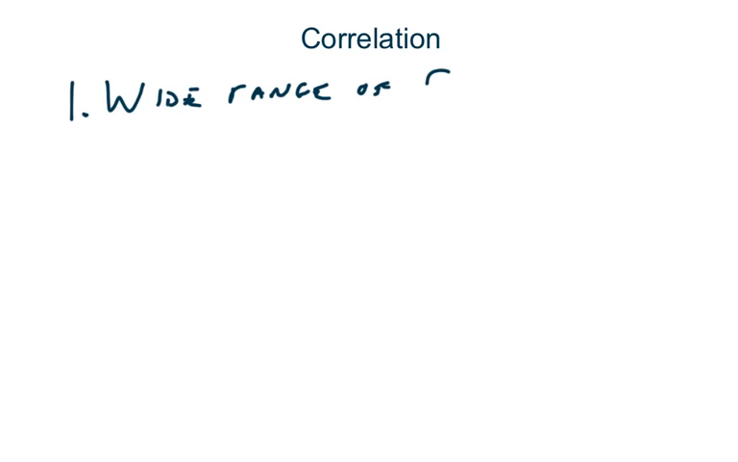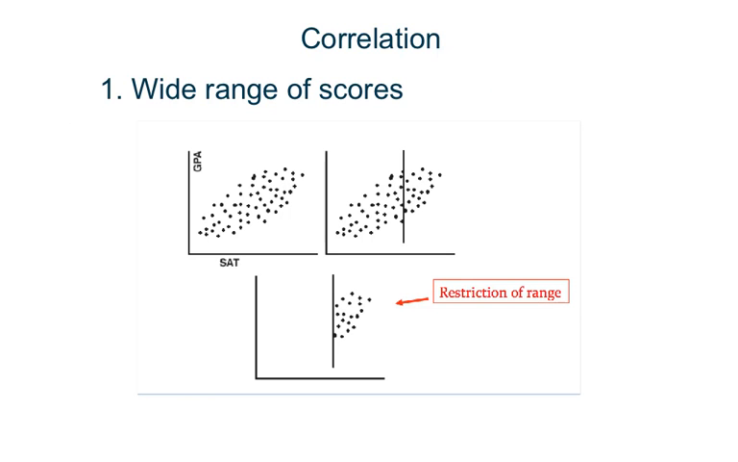So the first requirement, I cleaned things up here a little bit if you couldn't tell. The first requirement for calculating a valid correlation coefficient is that you must have a wide range of scores on both the x-axis and the y-axis.